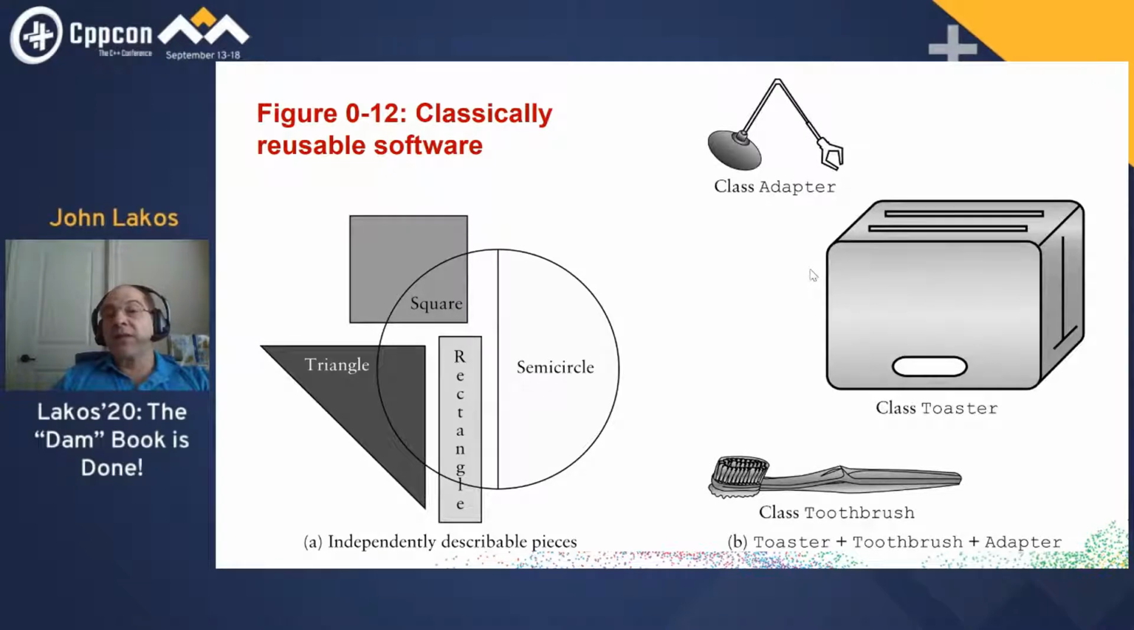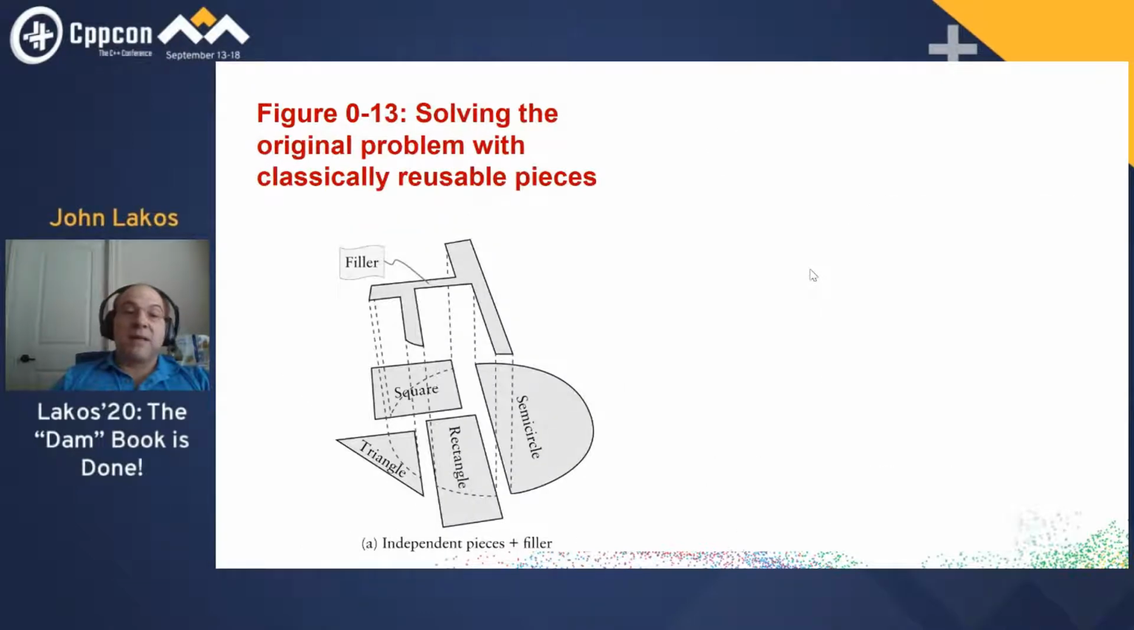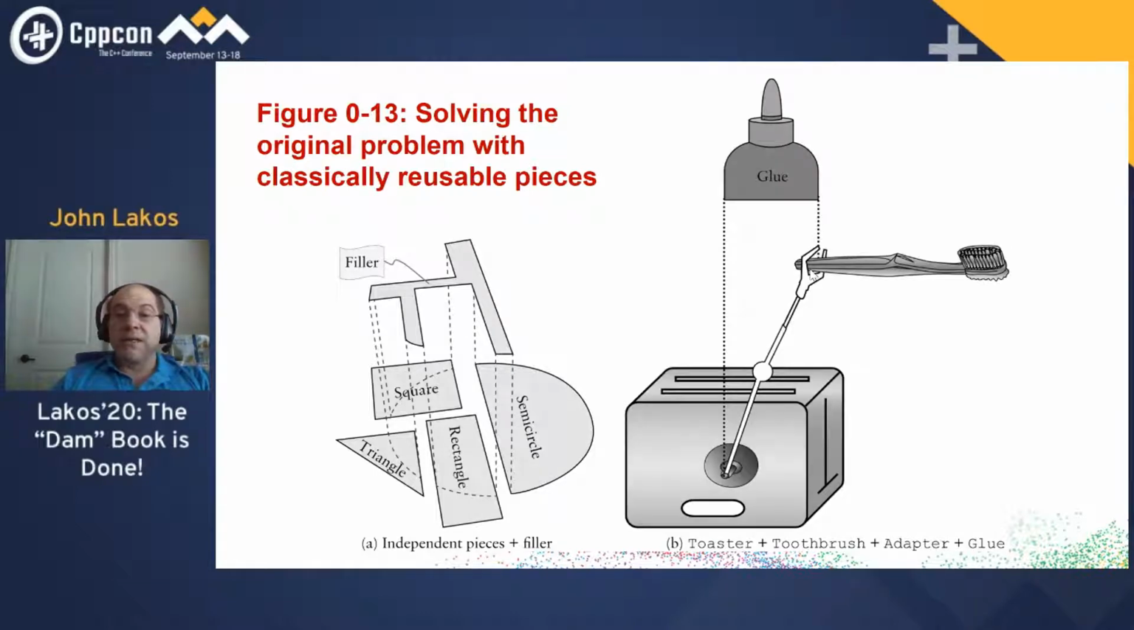So if we had a toaster and a toothbrush that were themselves independently useful, and then we had something that could connect them, such as an adapter, then we'd get something like the glue that can take all the software, the reusable pieces, put them together into another reusable piece. We also get the toaster and the toothbrush and the adapter and the glue independently. So this is a good thing.